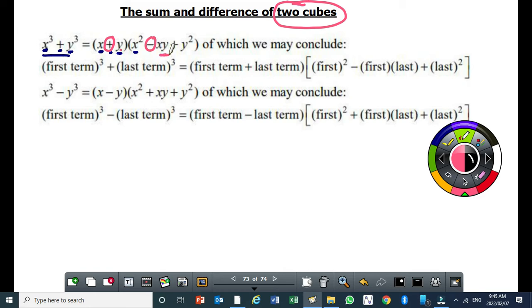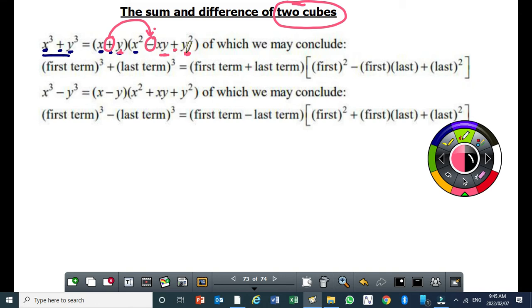Okay? The second operation will always be a plus. This sign here will always be a plus. The only one which changes is this one here. It has to be the opposite of the one in the binomial factor. Then the last term of the trinomial, you just square the second term of the binomial, and then you get y squared.